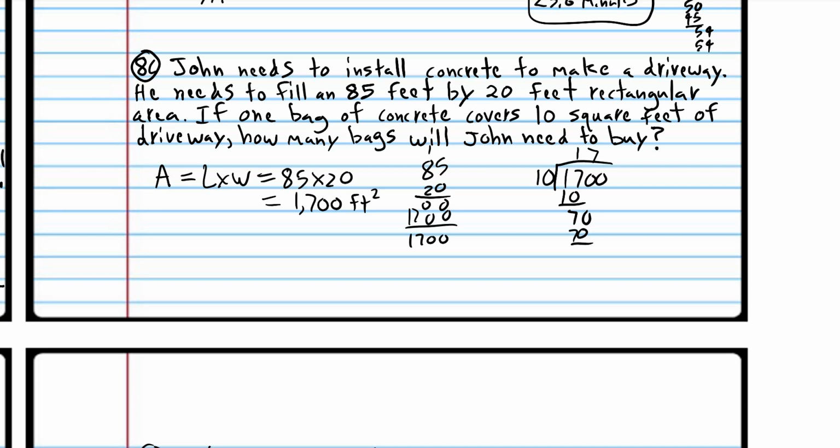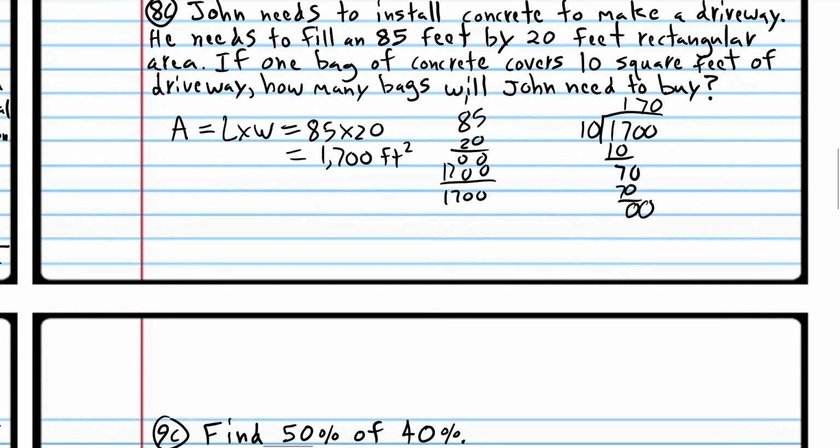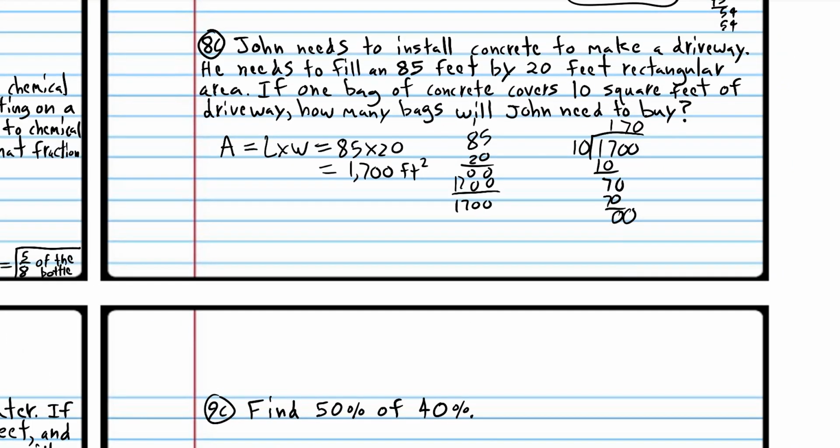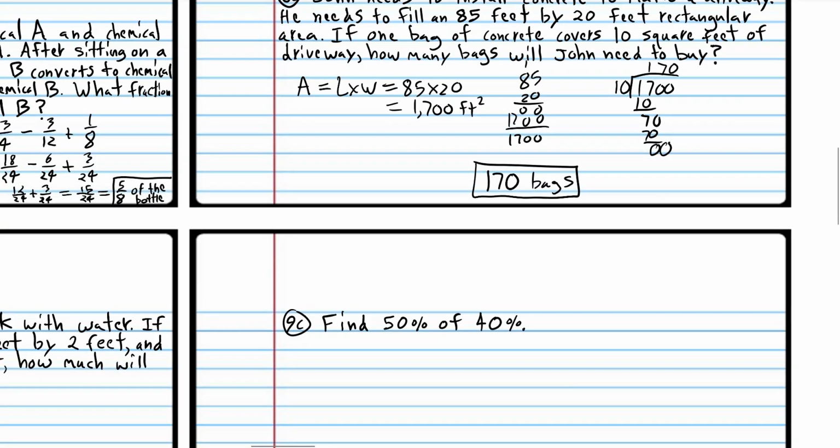Now notice you subtract, you get 0, then you bring down your remainder, which is 0, and 10 still doesn't go in, so you put a 0 there. Just be aware of that. A lot of students will make a mistake. They'll say the answer is 17, which is obviously ridiculous. It should be 170. So the answer is 170 bags. So if you got 170 bags, good job.